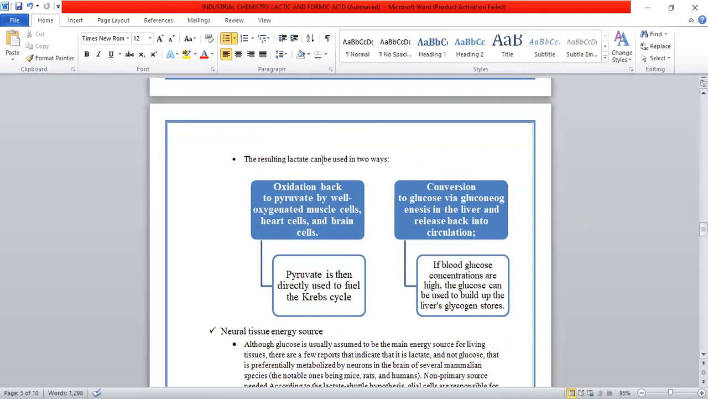So the resulting lactate in this reaction can be used in two ways. First, it is directly used to fuel the Krebs cycle. The second is, if blood glucose concentrations are high, the glucose can be used to build up the liver's glycogen stores.